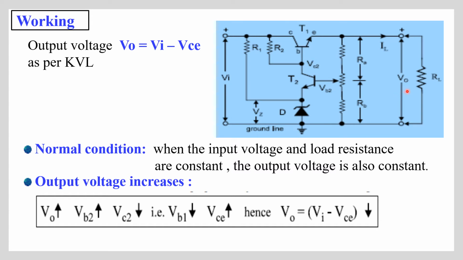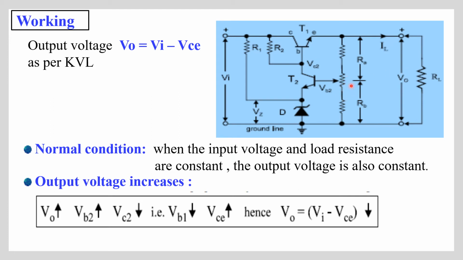The output voltage V0 is equal to Vin minus the voltage across the transistor T1, that is VCE, as per KVL, Kirchhoff's voltage law. In the normal condition, when the input voltage and the load resistance are constant, the output voltage will remain constant. So in normal condition there is no issue. But there are two cases: either the output will increase or the output will decrease. What happens when the output increases?